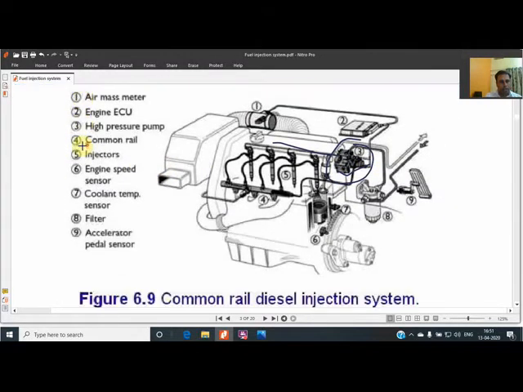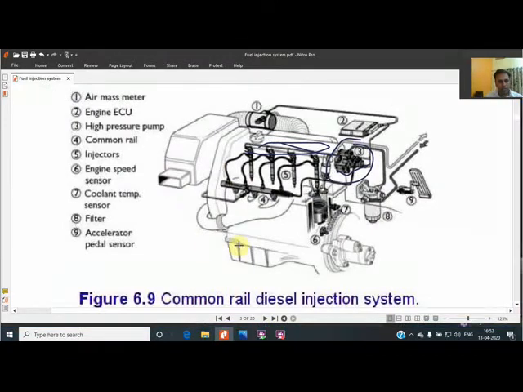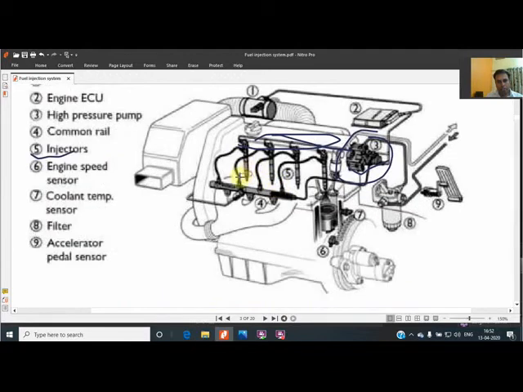Now thereafter, after the fuel pump is the common rail. Common rail I have already shown to you in the image also. It will be shown that this is the common rail, the alloy material, this is being shown over here. Now after the common rail, the other thing is the injectors. These are the 4 injectors which are shown to you because these are directly connected to the common rail.